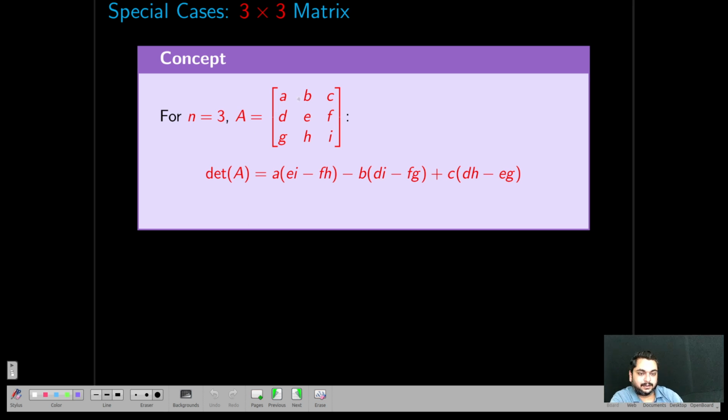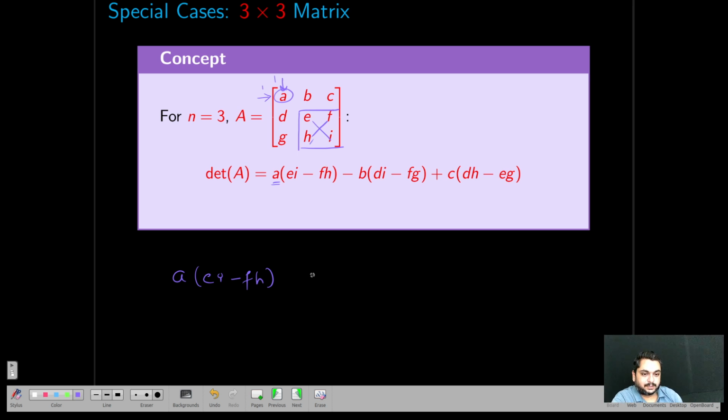Similarly, for a 3 cross 3 matrix, let us start with this first row element A, in the first column. That will be A into, since 1 plus 1 is 2, the sign will be positive, EI, that means this submatrix. You take the product and subtract: EI minus FH.